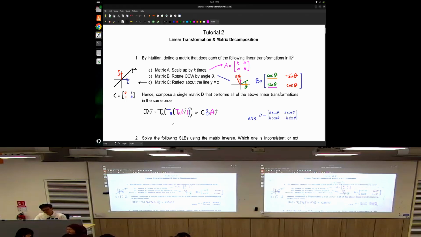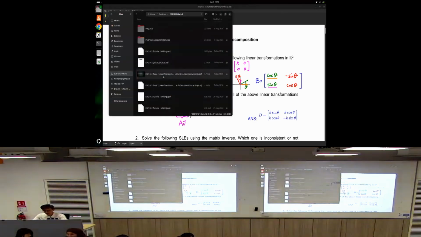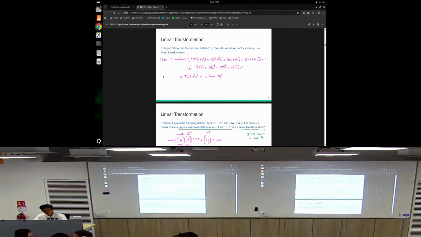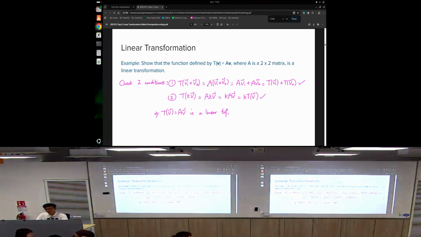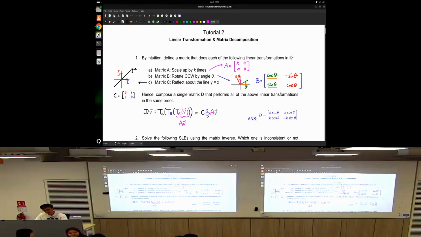Okay, so why is it that it is CBA, not ABC? Because what is T_A of V? This is A times V. This is just coming from your lecture notes. Can you see the linear transformation here? T of V equals AV, just a simple direct multiplication. So T_A of V equals AV, isn't that correct? Okay, then what is T_B of AV?